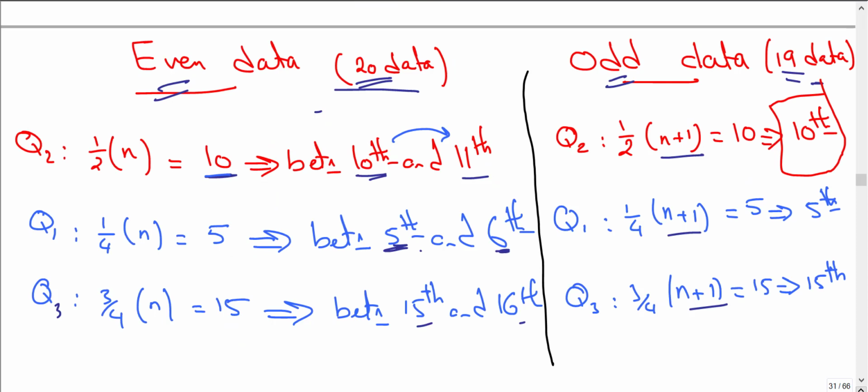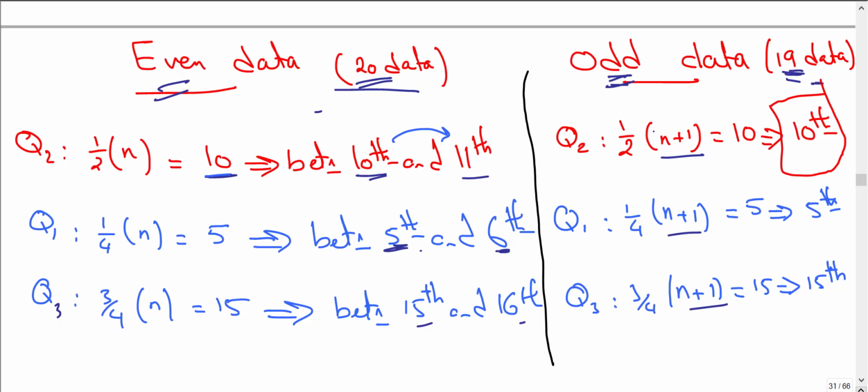As I was saying, if you have an odd number of data, there is a different way of solving. Here is an example. This is our example when we had 20 data. Q2 is half n, this is the median. Q1 is a quarter n. Q3 is 3/4 n. If you have odd data, for example 19 data, the rule will be different. You add 1 to n. The rule will be half of n plus 1, Q1 will be 1/4 of n plus 1, and Q3 will be 3/4 of n plus 1.